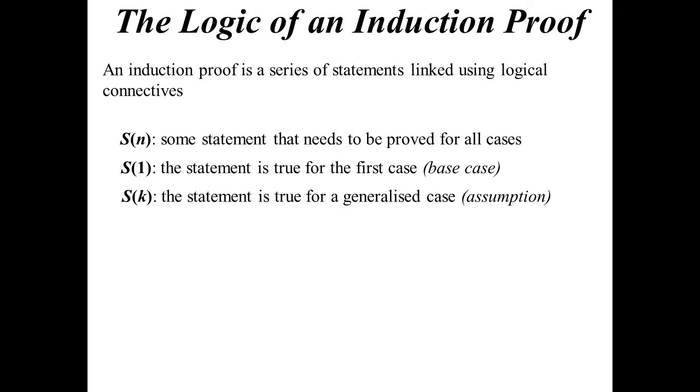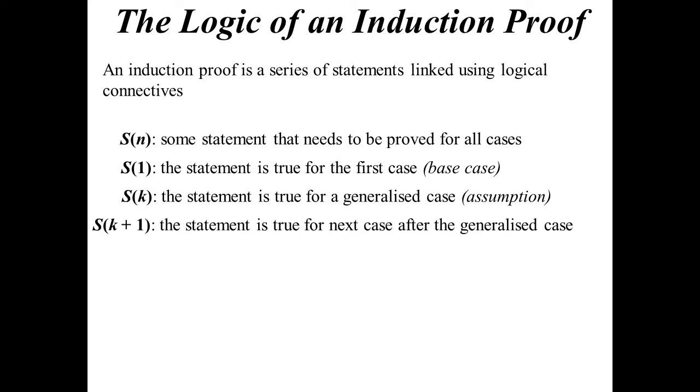Then we make an assumption, because remember, we're trying to prove something. We don't know it to be true yet. We want to prove it to be true. So what we do is we make the assumption that it is actually true for the general case. Then we go and try and prove it's true for the next case. And that becomes a deductive proof.